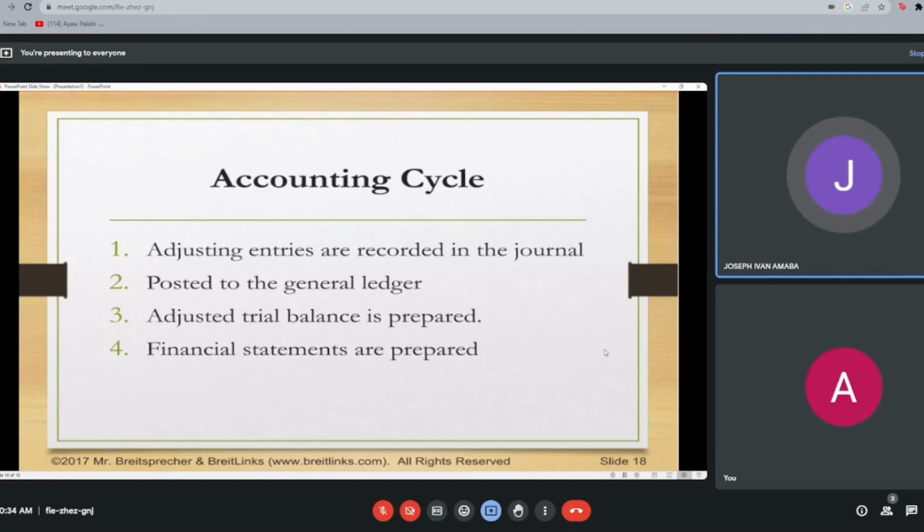And the next is the accounting cycle. First, adjusting entries are recorded in the journal. Second, they are posted to the general ledger. Third, the adjusted trial balance is prepared. Fourth, financial statements are prepared.